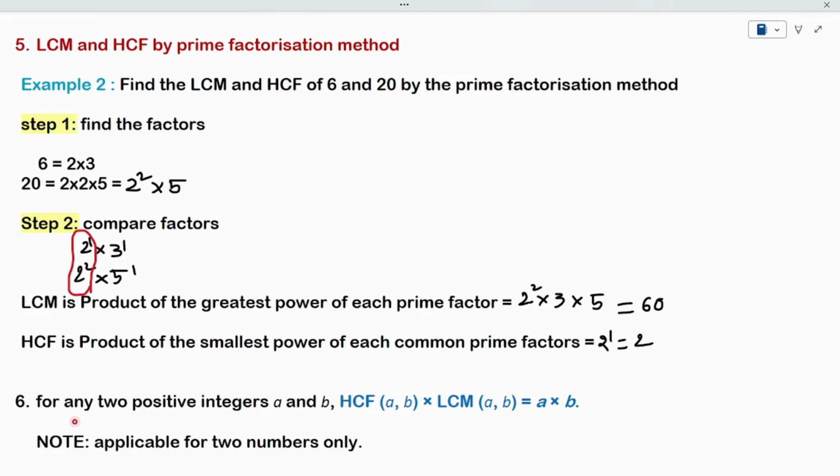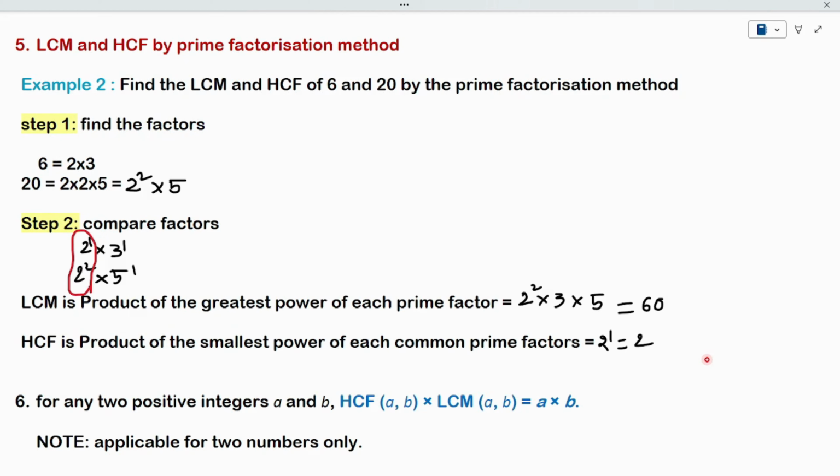As well as for the HCF also, we need to follow some steps. Simply, HCF is the product of the smallest power of each common prime factor. Compare these factors. What's the common factor here? Here 2, here 2 power 1, here 2 square. So 2 is the common factor for the number 6 and number 20. Among these, we need to consider only the least powered common factor as per the definition. Why? Because HCF is the product of the smallest power of each common prime factor. So I consider 2 power 1. So it will become 2. So my HCF became 2, my LCM became 60.